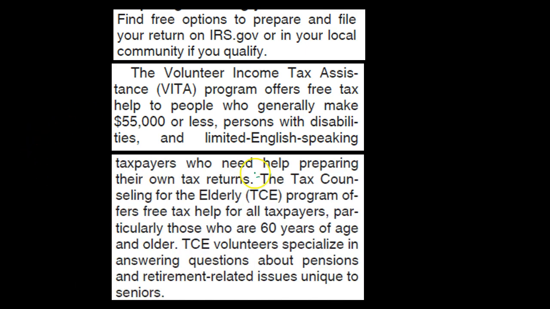Back to the text. The Tax Counseling for the Elderly program, the TCE program, offers free tax help for all taxpayers, particularly those who are 60 years of age and older. The TCE volunteers specialize in answering questions about pensions and retirement-related issues unique to seniors. So if you're in that situation, you're considering these two options, you probably definitely want to be here because that's going to be a specialized kind of field. There's going to be different types of tax scenarios related to that. You want to make sure that you're talking to someone that has some experience there.